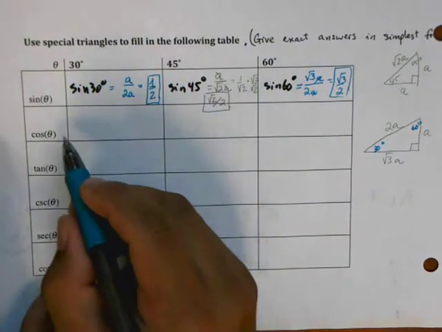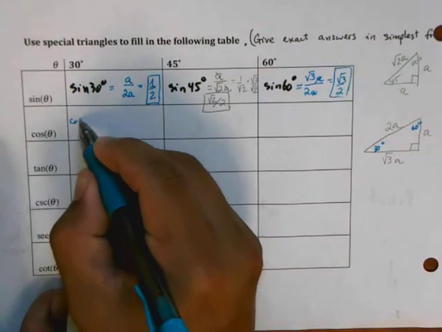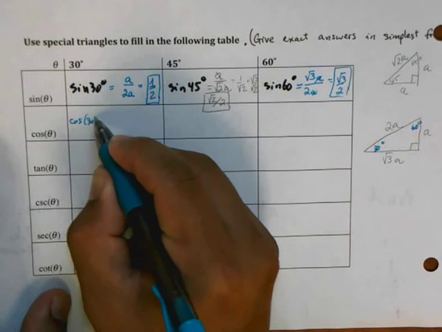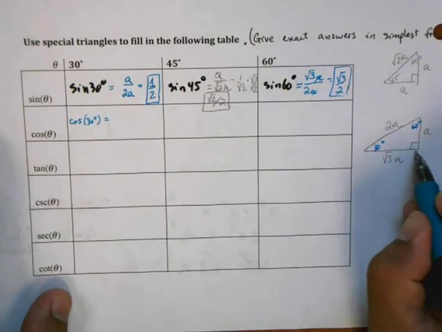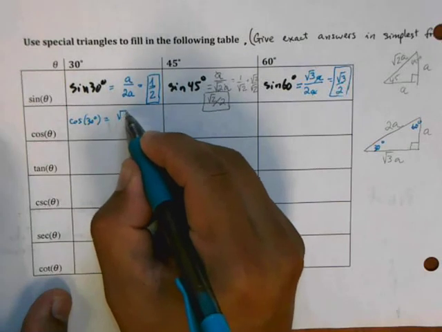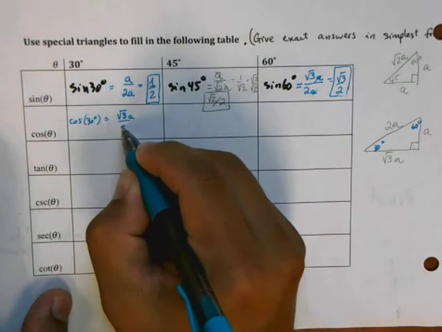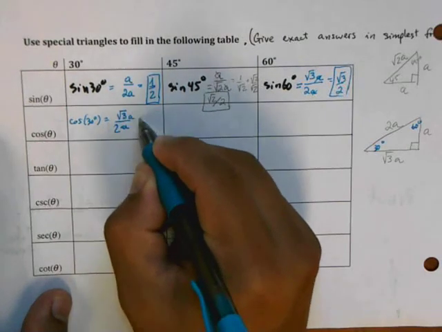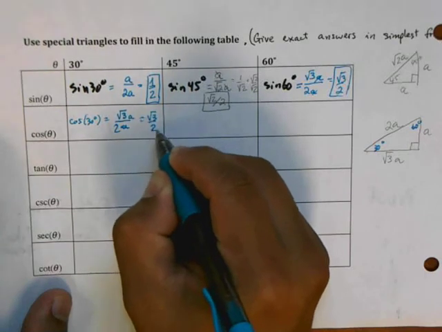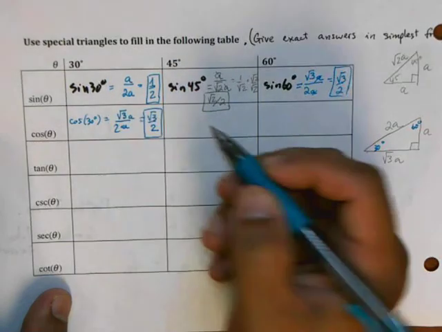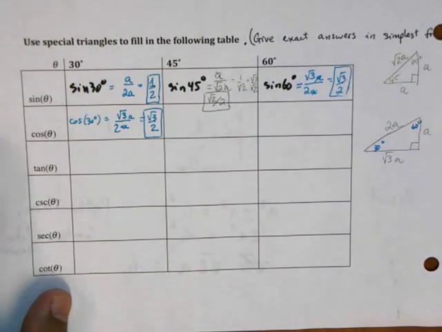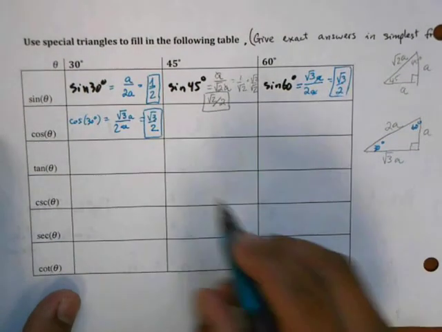Let's see, cosine of theta, so we're looking for the cosine of 30 degrees in this case. Cosine is adjacent over hypotenuse, so that's square root of 3a over 2a, which is square root of 3 over 2. And at this point, it is highly encouraged that you pause this video, take out a pencil, and try to fill in the rest of this by yourself, and then hit play again so you can see my answers. But I'm going to continue here.